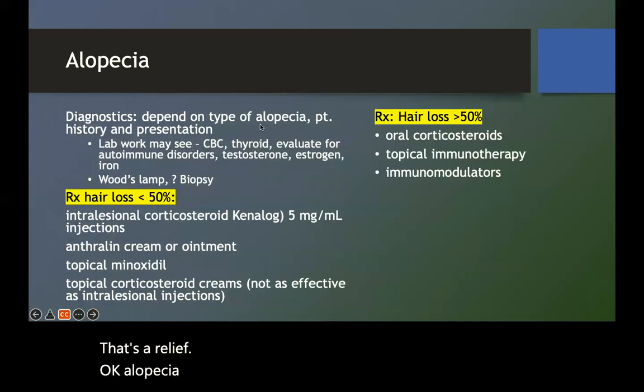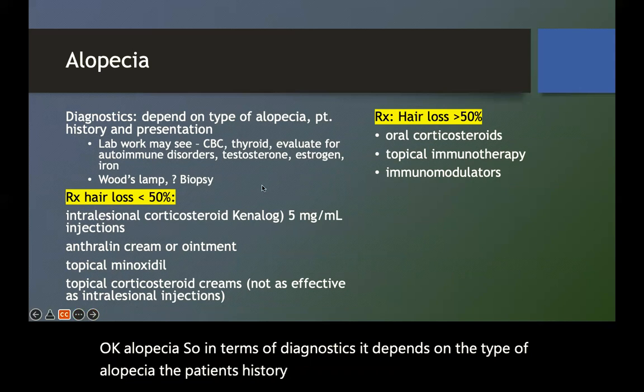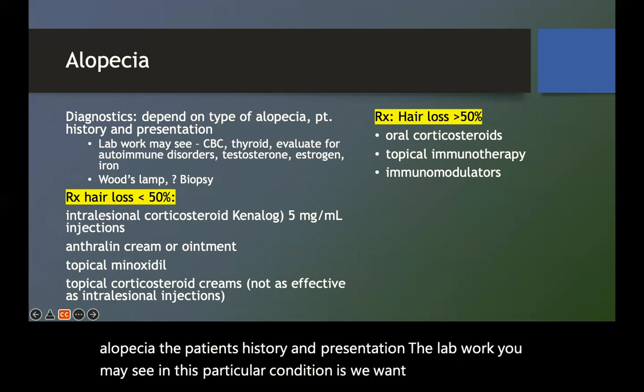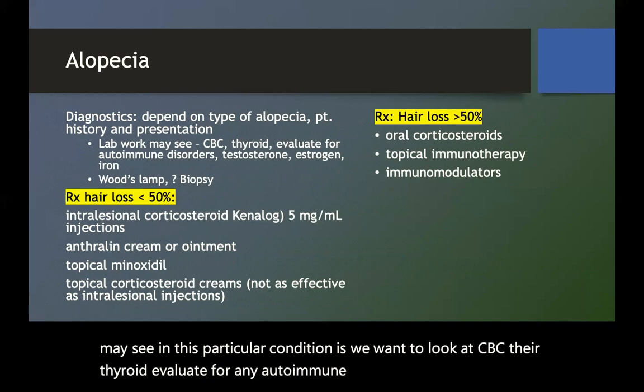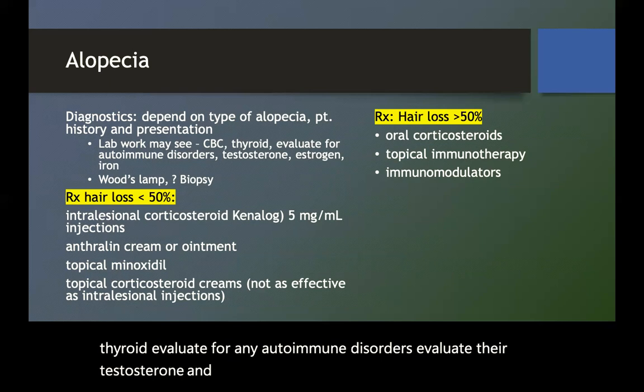So in terms of diagnostics, it depends on the type of alopecia, the patient's history, and presentation. The lab work you may see in this particular condition is we want to look at their CBC, their thyroid, evaluate for any autoimmune disorders, evaluate their testosterone and estrogen levels, as well as their iron.